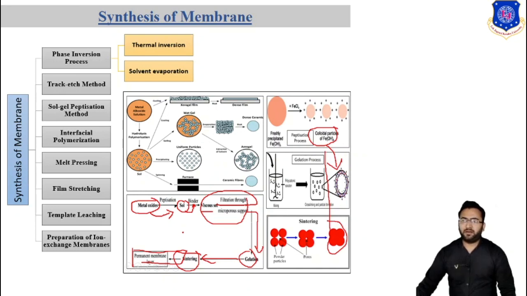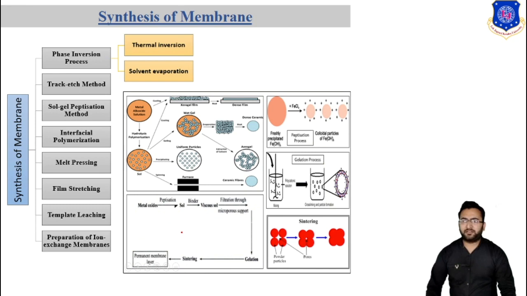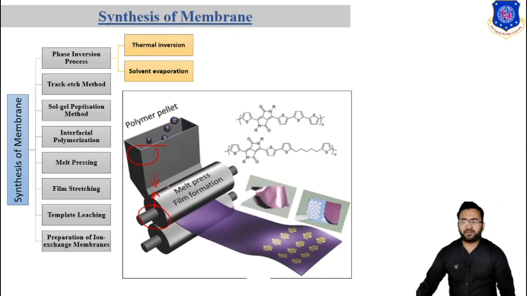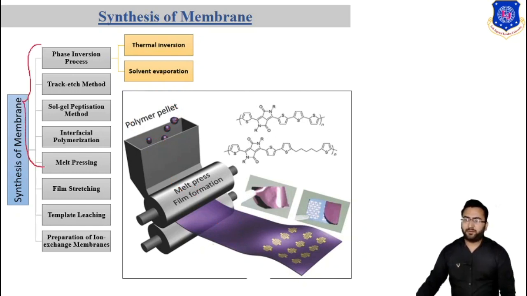Then after, we discussed the interfacial polymerization method. In interfacial polymerization, an aqueous chemical and an organic chemical or organic solution are used. At the interface of both these solutions, we get the membrane, or we can say a porous membrane. Then we discussed melt pressing. In melt pressing, we use polymer pellets. These polymer pellets are passed through a hot plate and converted into a porous membrane. So all these methods were described in the previous session.